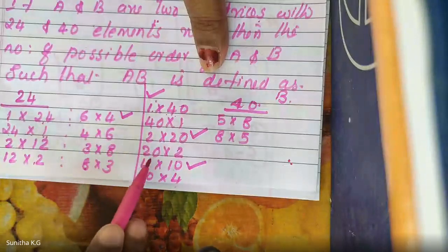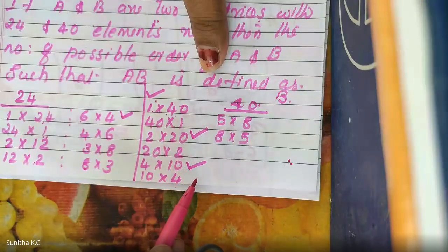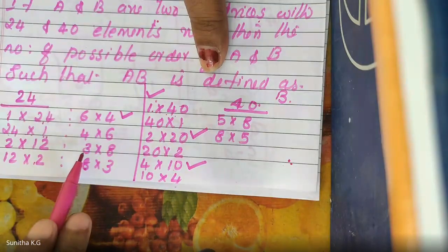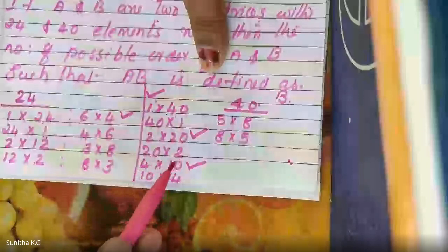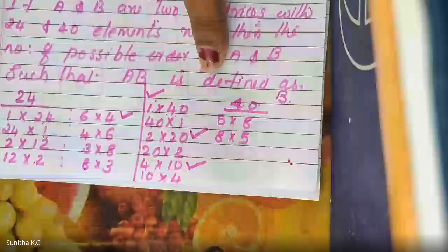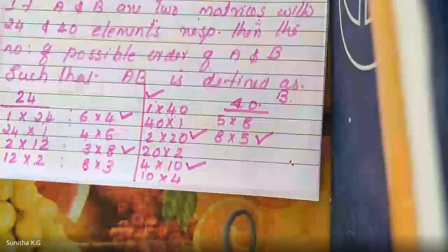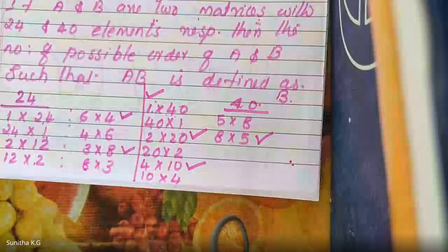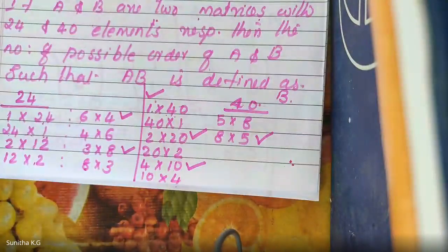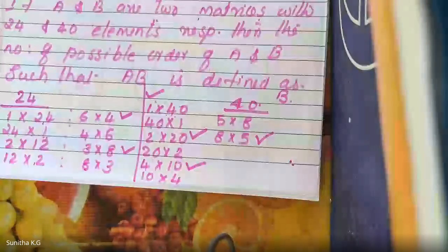4 into 6. Is there any value that begins with 6? No. Next is 3 into 8. Is there any value that begins with 8? Yes, 5. So 3 into 8, 8 into 5. Then AB is of order 3 by 5. So how many possibilities for AB?